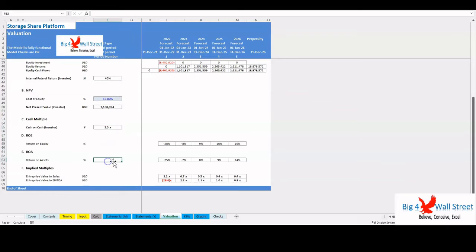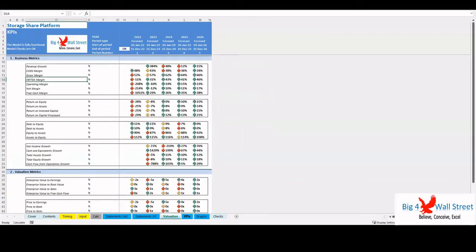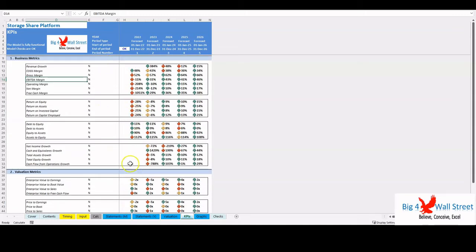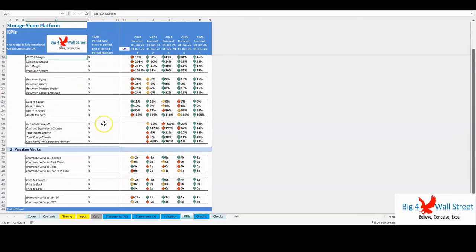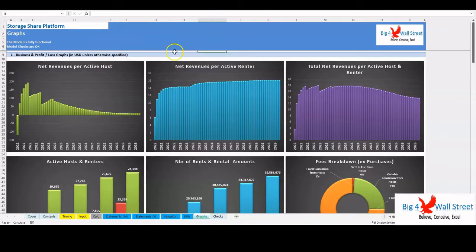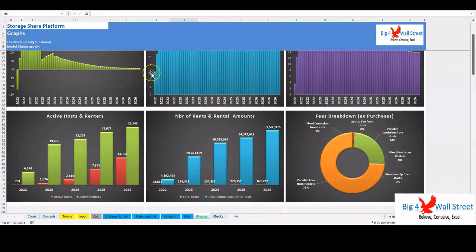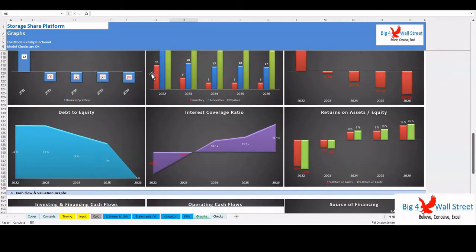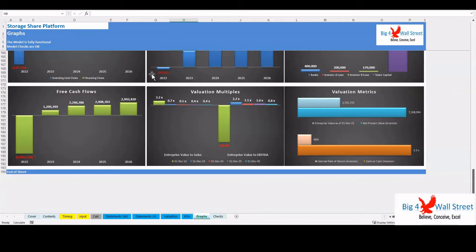The most important business and financial KPIs are presented in the KPIs tab along with various valuation metrics. These KPIs are also presented by using some graphical representations in the Graphs tab. For example, revenues and operating profit, cost of goods sold, cash flows as well as several other financial metrics from valuation to profitability, working capital and debt.